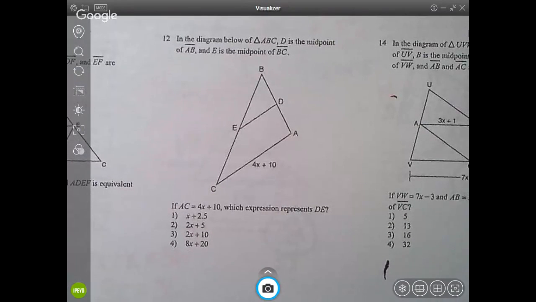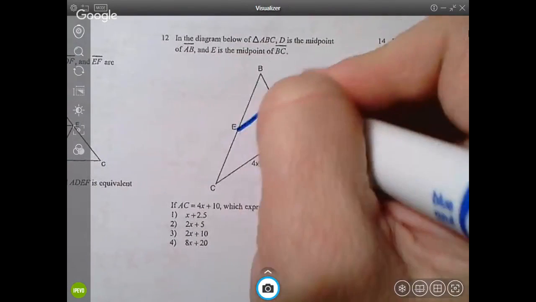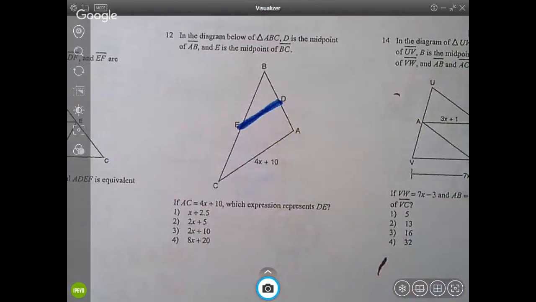In the diagram below, triangle ABC, D is the midpoint, E is the midpoint. AC equals 4x plus 10. How do we figure out how long DE is? Who has an idea how to do this? Yeah, Sean.